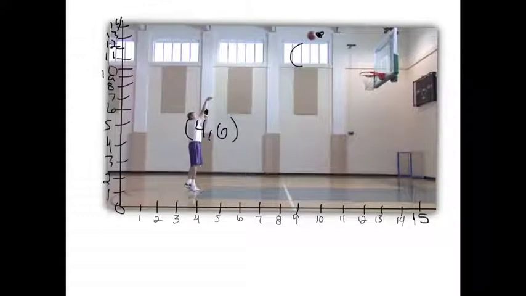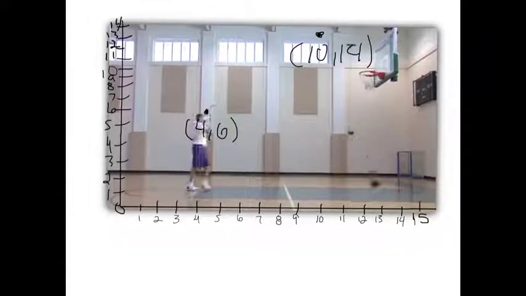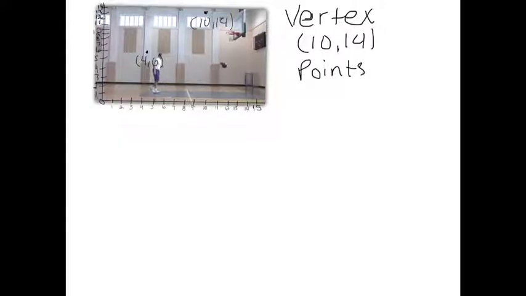So the initial point will be (4, 6). The vertex is going to be (10, 14). So these numbers, we're going to plug into an equation. And if you are wondering about the other numbers on the graph, those are from the free throw point to the basket, that's 15 feet, and how tall the guy is, and he's 6 feet, let's say. So the vertex is (10, 14), and the point is (4, 6). So like I said before, these points, you're going to plug into an equation.